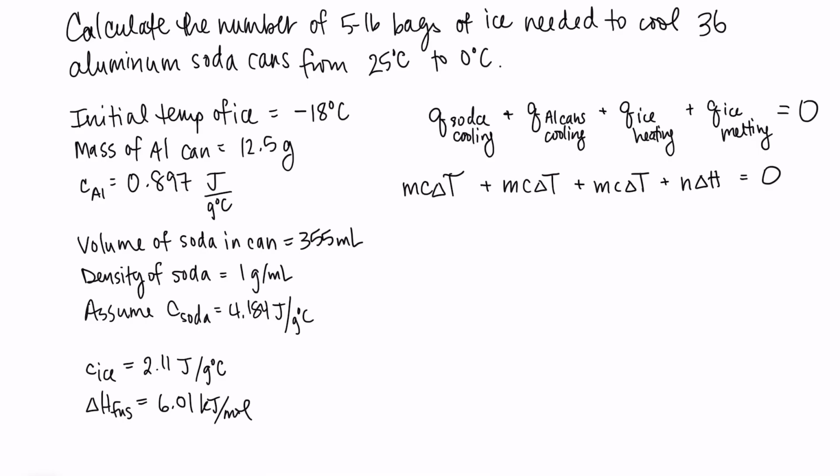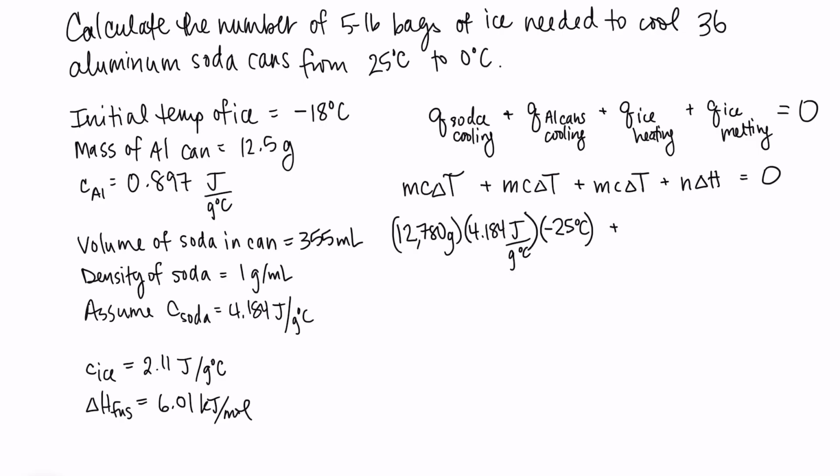We know that we have 36 cans of soda, and each of them has 355 milliliters. So assuming that we have a density of 1 gram per milliliter, that's 12,780 grams. We'll multiply, assuming again that this soda has the same specific heat as water, which is a little bit of an assumption, but making that assumption. And we know our delta T is going to be minus 25 degrees Celsius. That is our Q for the soda cooling.